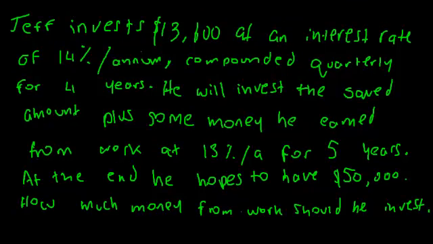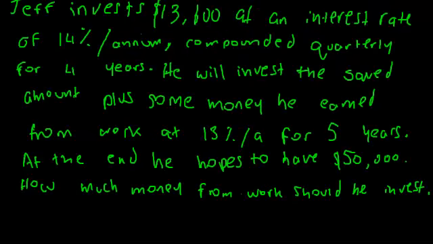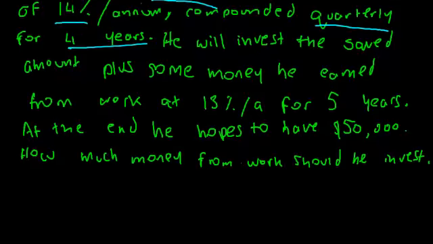Alright, so let's go through this. We'll start off with the beginning. This simply is a compound interest question where you will find the future value. So this is your present value. This is your interest rate. It's quarterly, and it's for 4 years. So let's work through this.